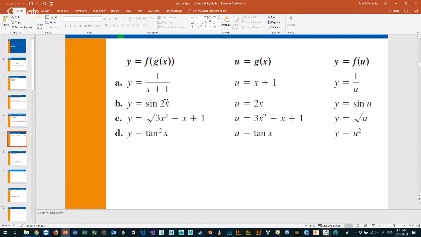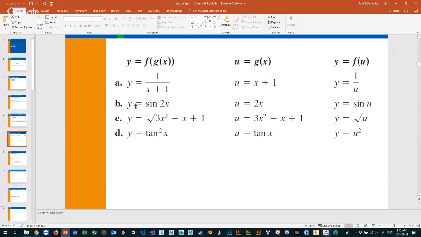So example, we have y is equal to 1 over x plus 1. And you're like, okay, cool. And I want to find that u is x plus 1, as an example. Then y, you can also write it as y is equal to 1 over u. And then you start taking the derivative of this function first.